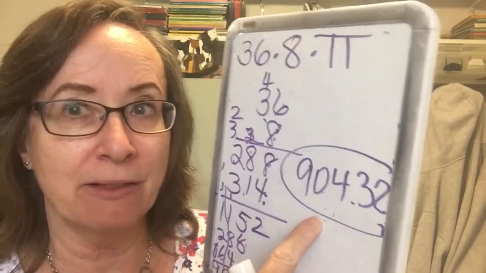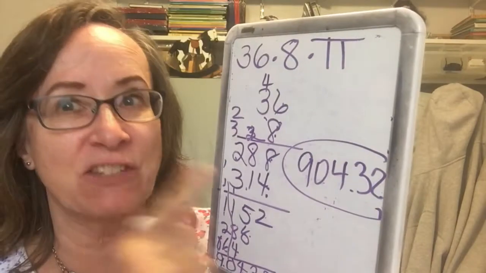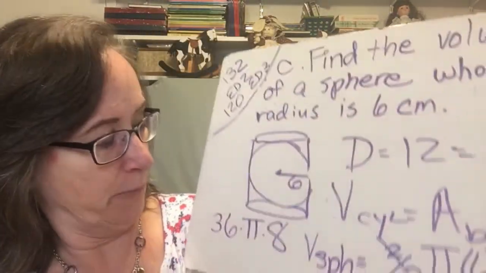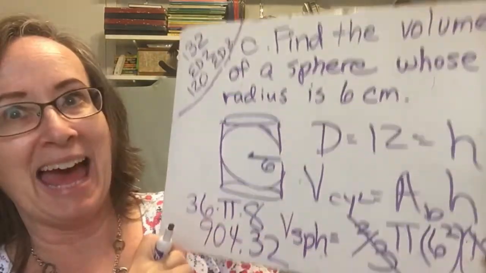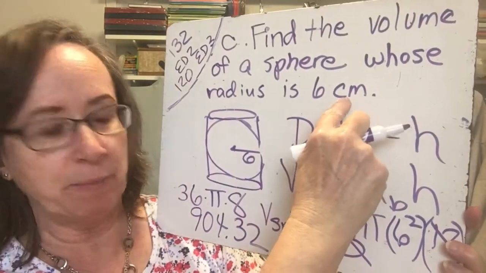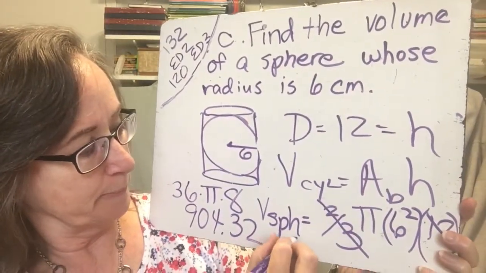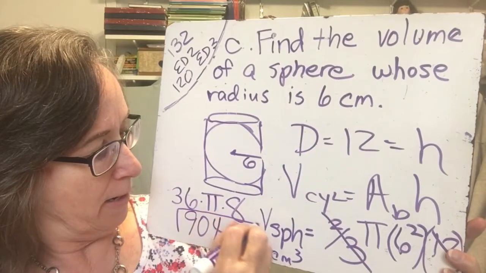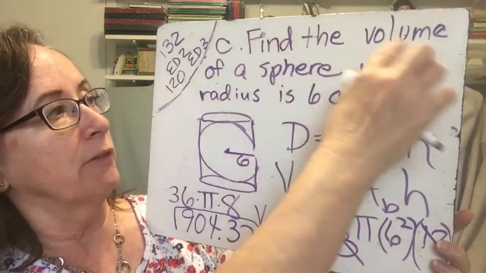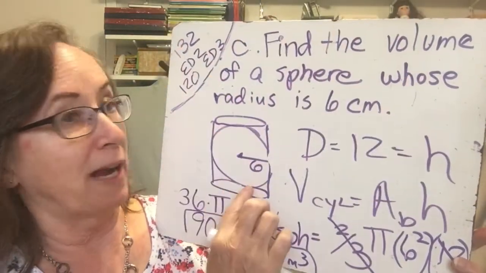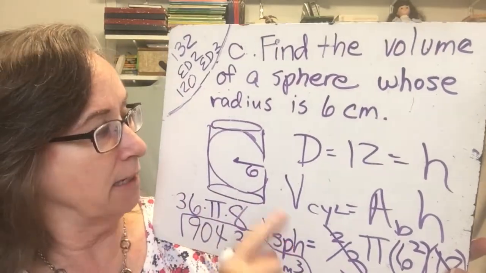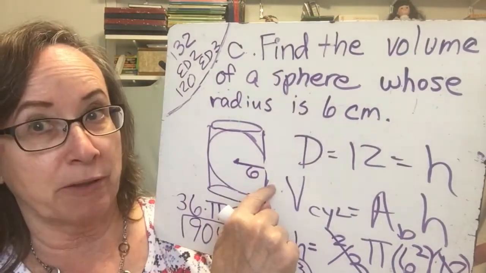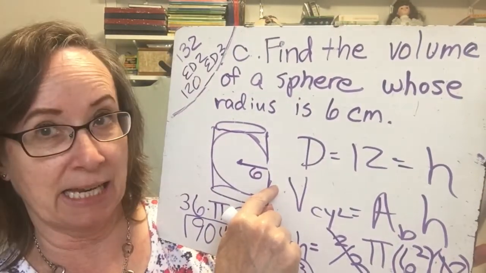And this would be the volume of the sphere. So let's go back here. 904.32 goes right here. And that is a volume, so it's going to be centimeters cubed. And there's our answer. So to find the volume of the sphere, we find the volume of the cylinder, and we take 2/3 of that. The cylinder's height will be double the radius, because it's the diameter.